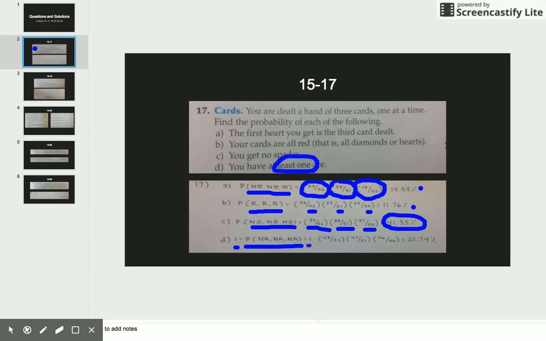So I just do one minus no aces. Well, there's four aces in a deck of cards, so 48 would be no aces. And then again, it just drops by one each time. And my final answer is going to be 21.74.